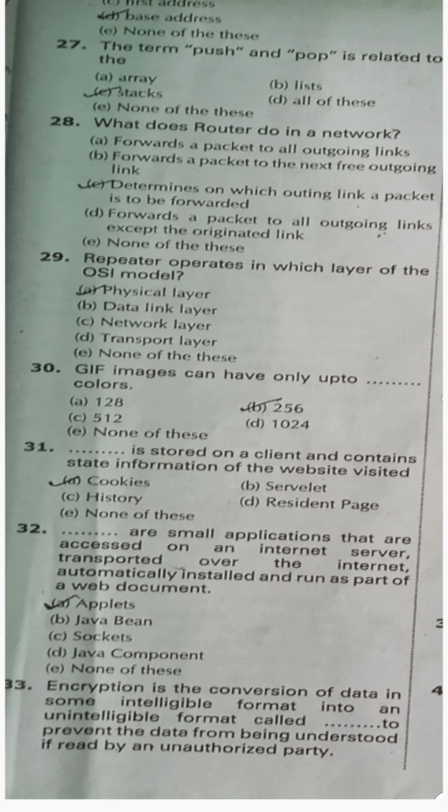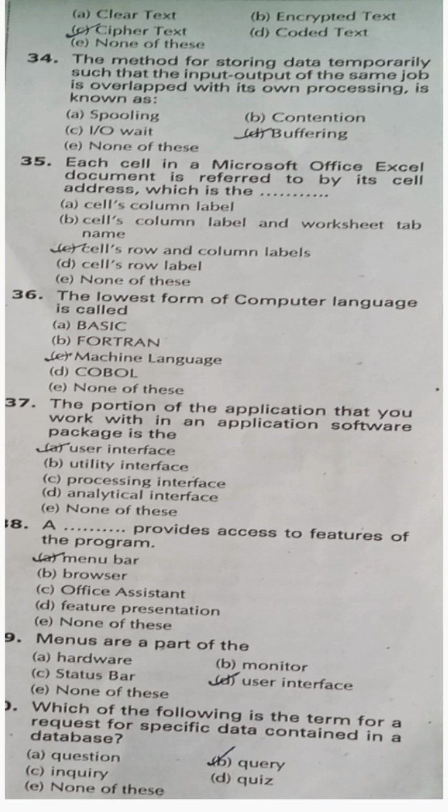32. Are small applications that are accessed on an internet server, transported over the internet, automatically installed and run as part of a web document. A. Applets. 33. Encryption is the conversion of data into an unintelligible format called, to prevent the data from being understood if read by an unauthorized party. C. Ciphertext. 34. The method for storing data temporarily such that the input-output of the same job is overlapped with its own processing is known as D. Buffering. 35. Each cell in a Microsoft Office Excel document is referred to by its cell address, which is the C. Cell's row and column labels.